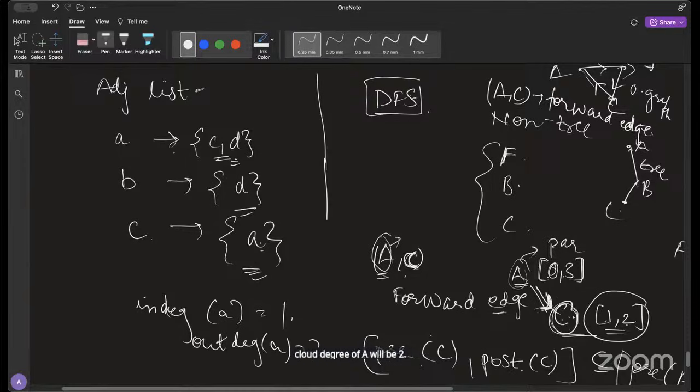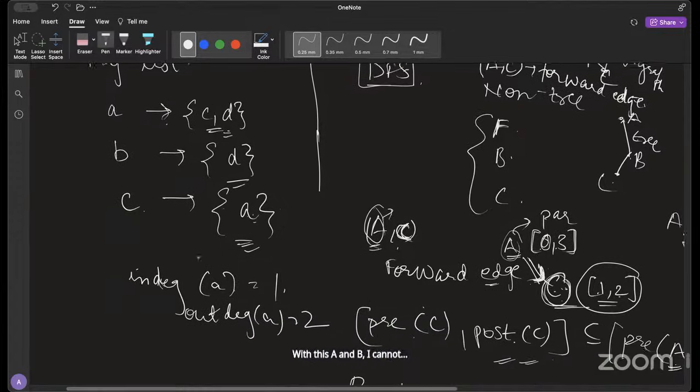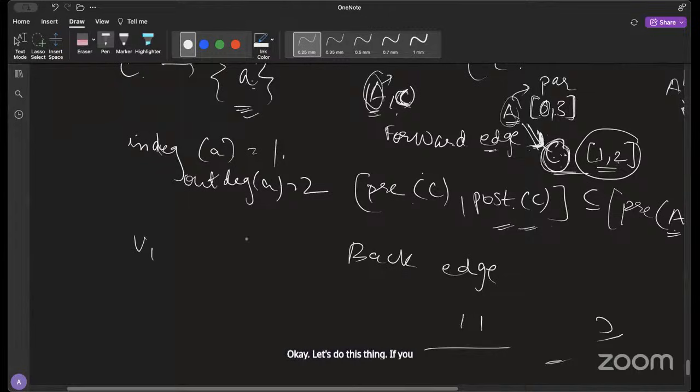Is that okay? I'm sorry, I'm not getting it. Can you write it in numbers with this A and B? I cannot. Okay, let's do this. If you have V1, yes.